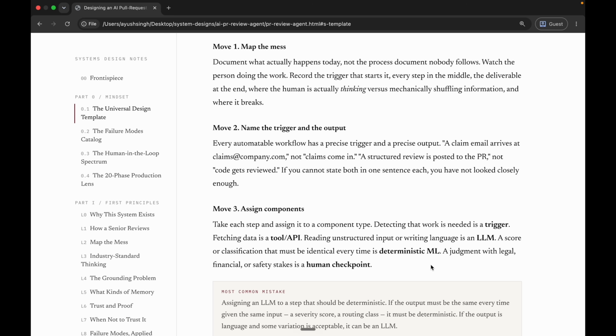And there can be a point where I don't want to have AI, I want to have a human checkpoint. If it deals with safety, if it deals with financial, if it deals with legal, I just want to have a human checkpoint. So these are a few components.